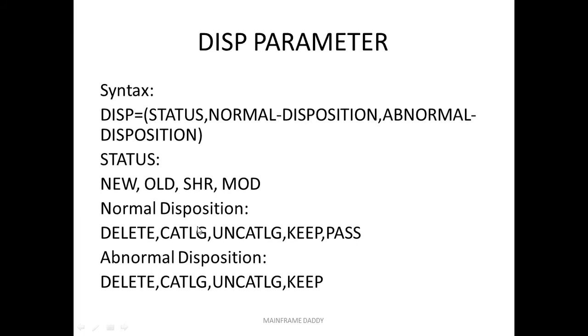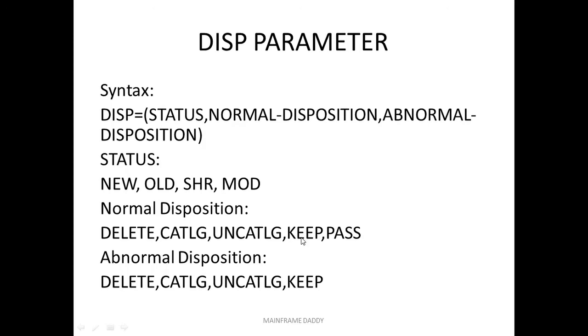So normal disposition, we can delete the data set, or we can catalog the data set, or we can uncatalog the data set. We can keep the data set, or we can pass the data set. So delete: we have created a data set and used it, and there is no necessity to store it, so we can go for delete in normal disposition. And catalog, to retain the data set and to make an entry in the system, we can use catalog. Uncatalog, to retain the data set, but if we don't want to make a system entry, we can specify uncatalog.